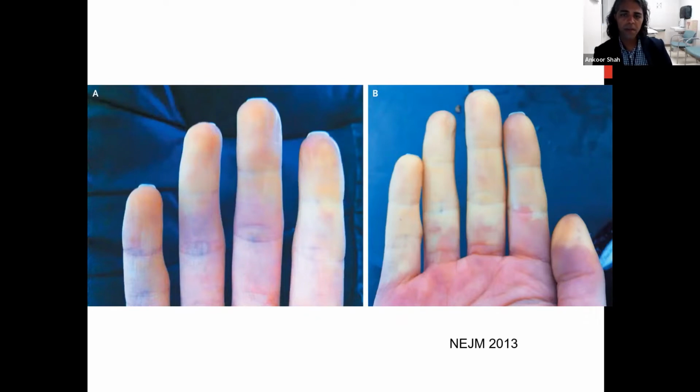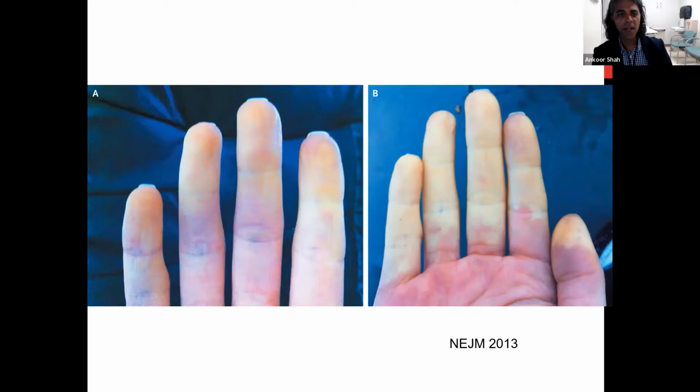This is Raynaud's, and it's very clear and it's not subtle. So if a patient, again, isn't sure about whether or not they have Raynaud's, I'll show them a picture. And if they say, oh, I get that all the time, that's clear Raynaud's, and they say, no, my fingers never look like that, then again, think of something else.